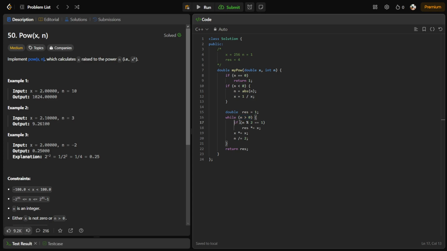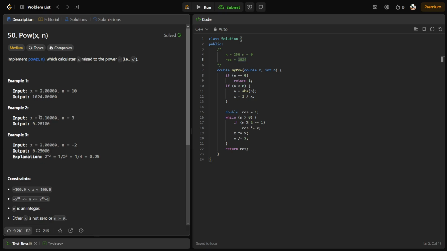N is still more than 0, and n now is an odd number. So result times equals x. So 4 times 256 is 1024. After which n will divide by 2, and 1 divided by 2 will give us 0.5, but since this is an integer, we just be left with 0. And once n reaches 0, this while loop will end, right, because n is no longer more than 0, and return our result, which is 1024.